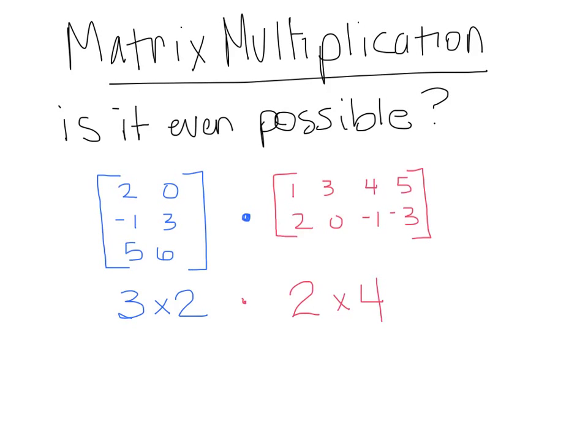You're going to look at these middle two numbers, okay? So these middle two numbers have to be the same. Okay, so if those numbers on the inside of this dimensional list that we wrote out here are the same, then it is possible, okay?